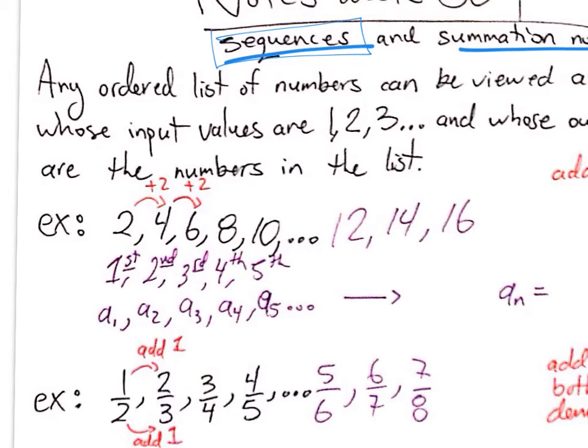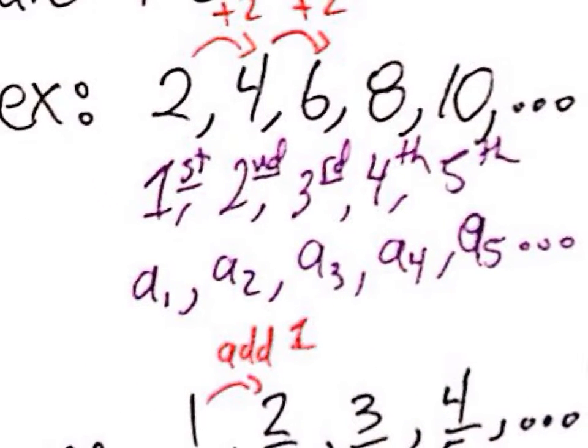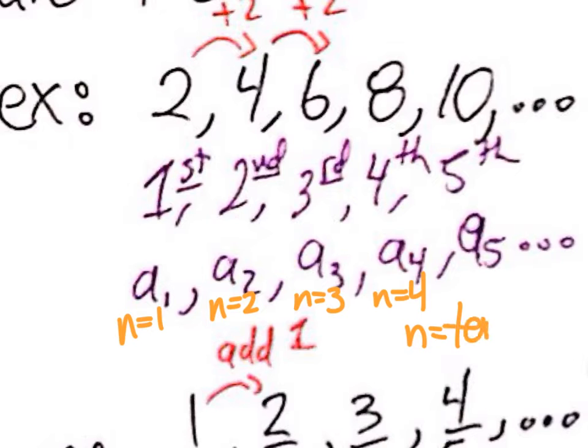So I'm going to write this, and you should too. So for this term, a sub 1, we would say n equals 1. And here n equals 2, and n equals 3, and n equals 4, etc. n is the term number.